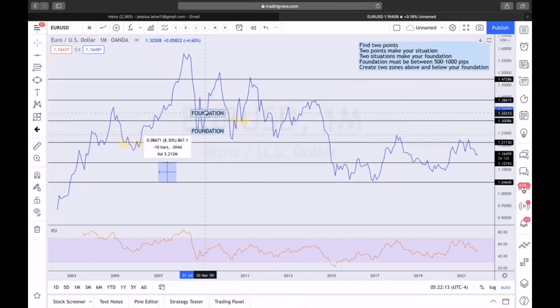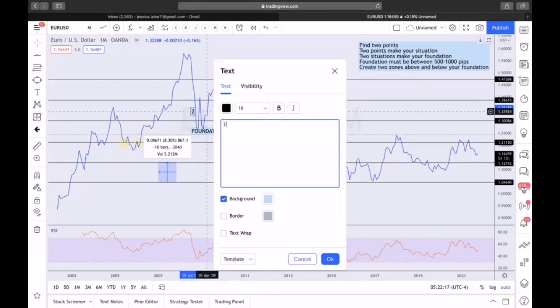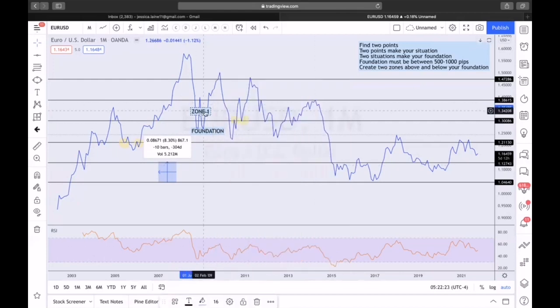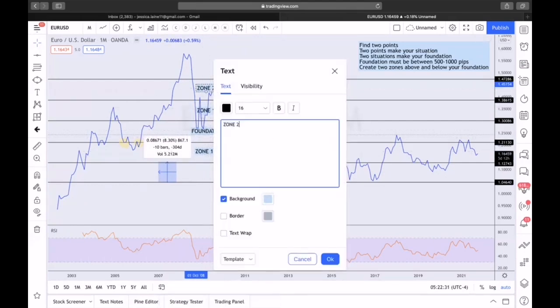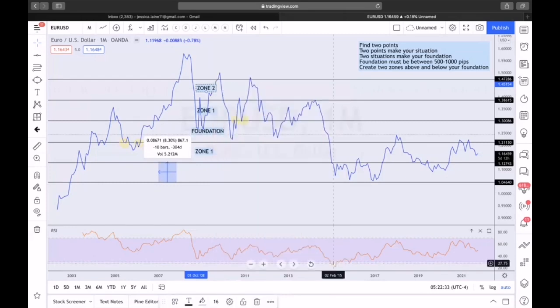After I do that, that has solidified my zone 1 above, and my zone 2 above and below. So now I just solidified the foundation of my chart.